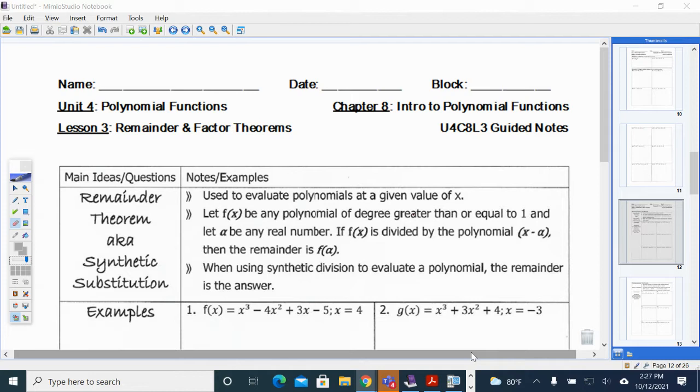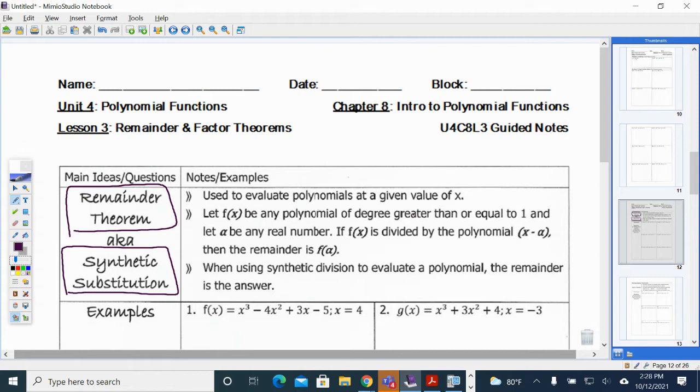The first one is called the Remainder Theorem. You're going to also hear me call it synthetic substitution. So either one of these refers to the same exact thing. Both of the theorems that we're going to look at today are going to involve synthetic division, which we did in lesson number 2. The thing is that the end result is going to be interpreted differently so that we can answer different types of questions.